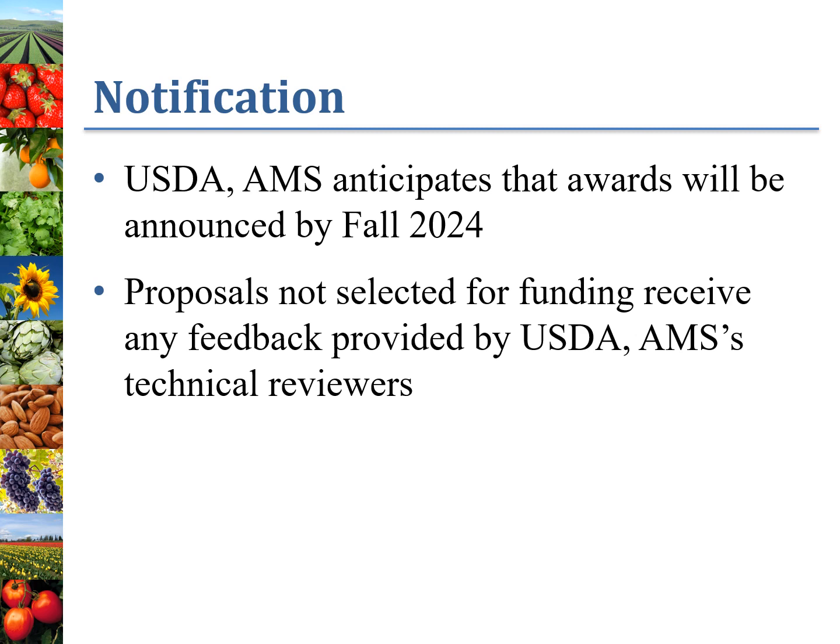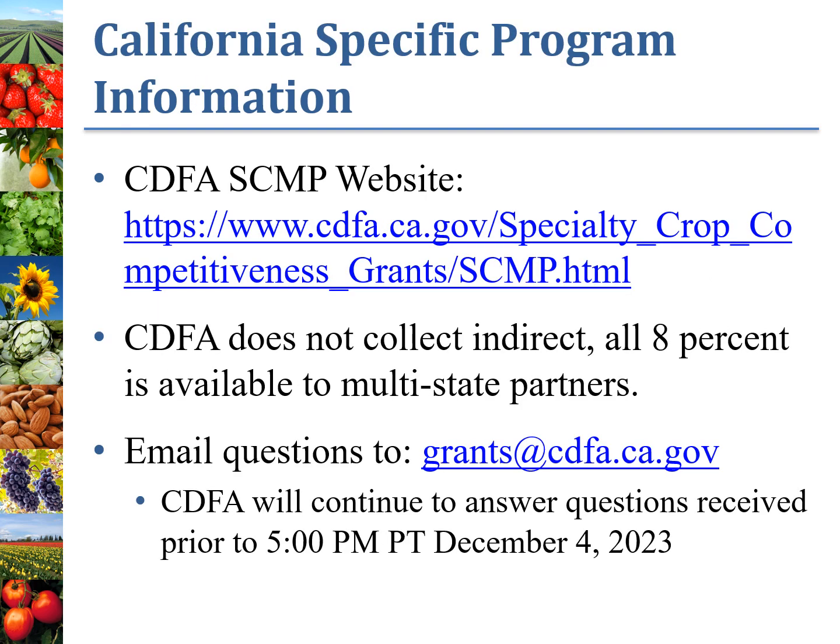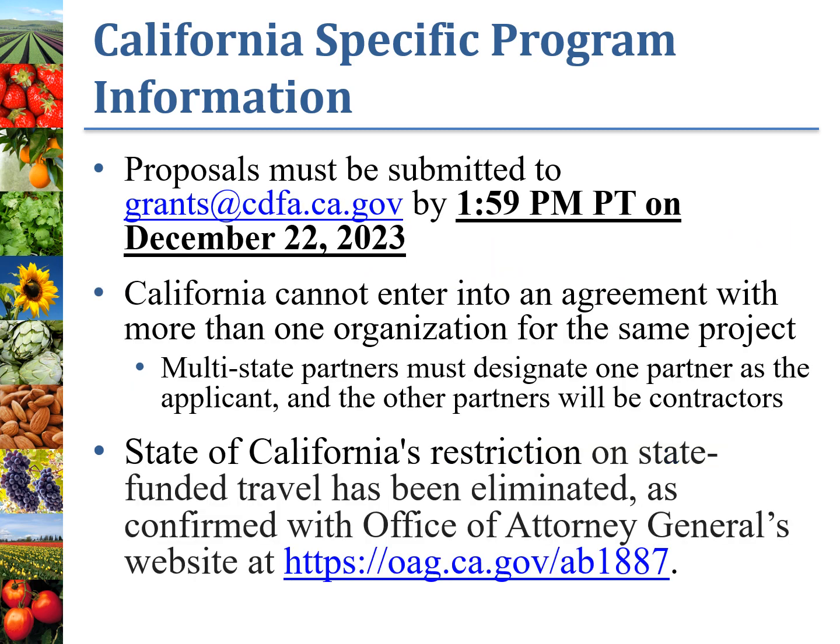In the next few slides, we'll review the state-specific program information for California. You can find the application templates and an FAQ on CDFA SCMP website. California does not collect indirect, so the full 8% is available to multi-state partners. CDFA will answer questions received via email through 5 p.m. on December 4th, 2023. Please note, CDFA is not using the FAST system for this program.